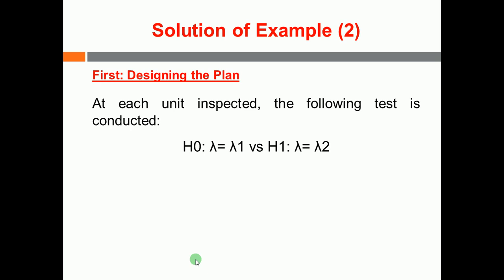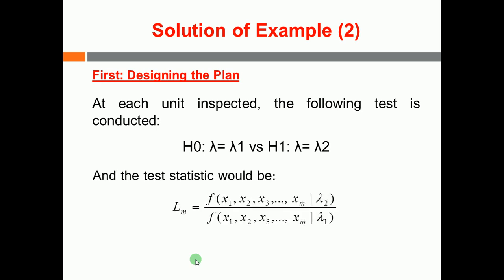And this is equivalent to the SPRT, and accordingly the test statistic would be the likelihood ratio: the joint PDF of the X's given lambda 2, bad quality, divided by the joint PDF of the X's given lambda 1. In this situation X would follow a Poisson distribution, so f of x will have the form e to the power minus lambda, lambda to the power x over x factorial. Now what we need is to take this PDF formula and substitute in the numerator and the denominator of the likelihood function.